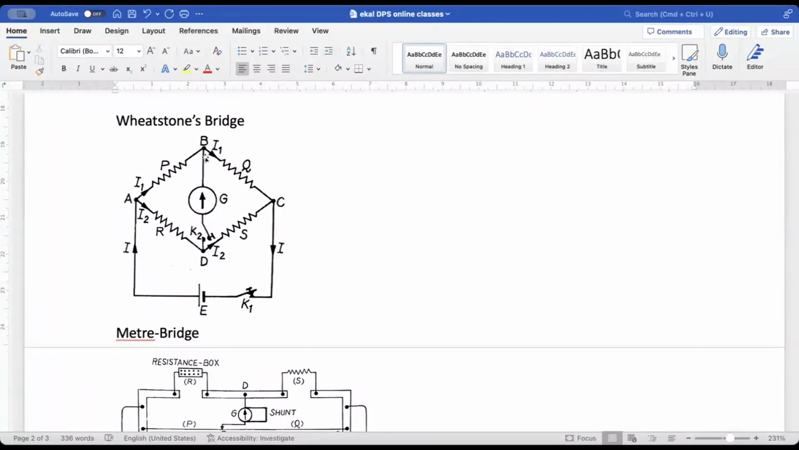In one diagonal of this parallelogram, a galvanometer is connected, as we can see over here. The galvanometer detects the presence of the current, right?